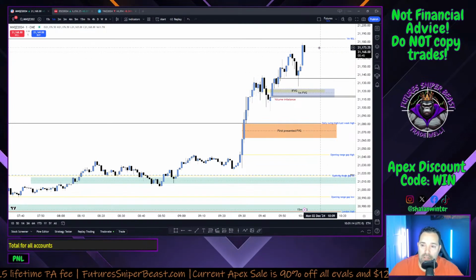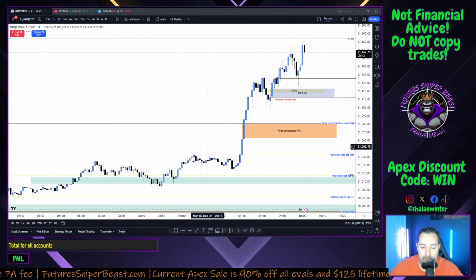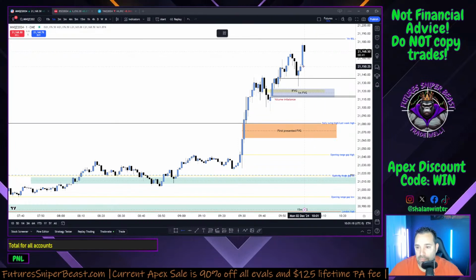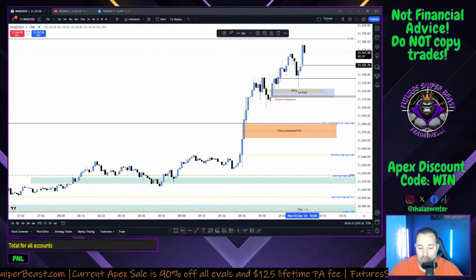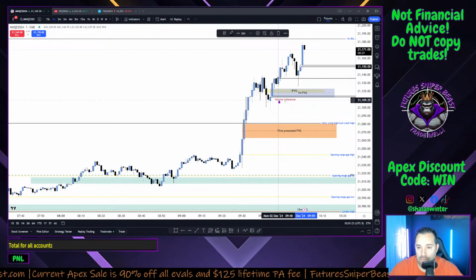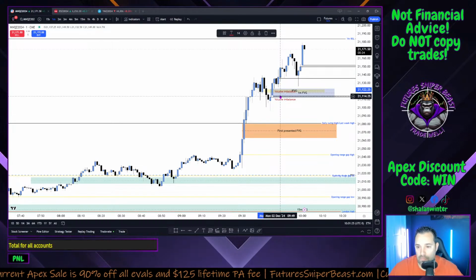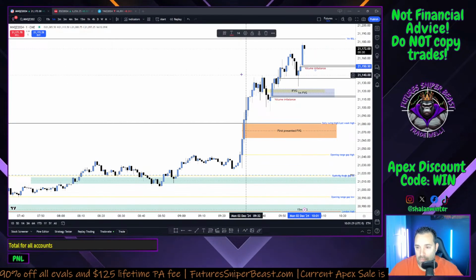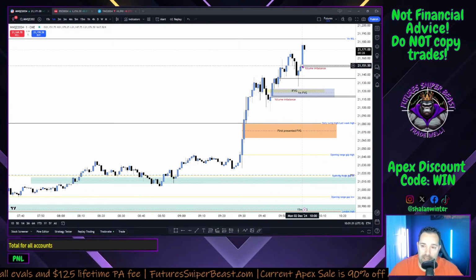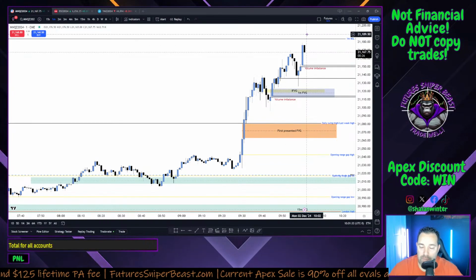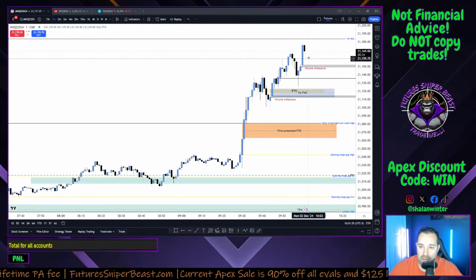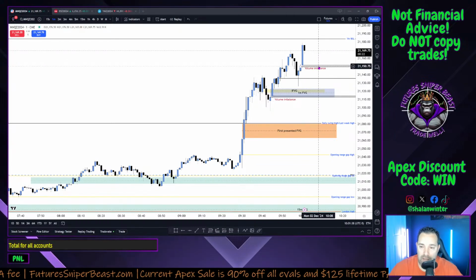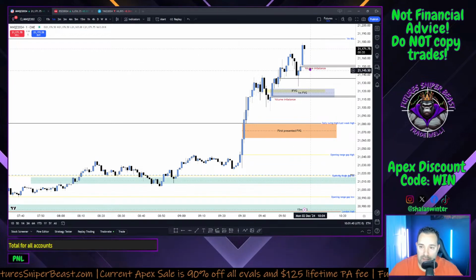And now we're too close to this buy side liquidity for me to take a long. We do have this volume imbalance right here as well. And what I would prefer to see is I want to see price go ahead and take this buy side, invert a fair value gap, and disrespect this volume imbalance.